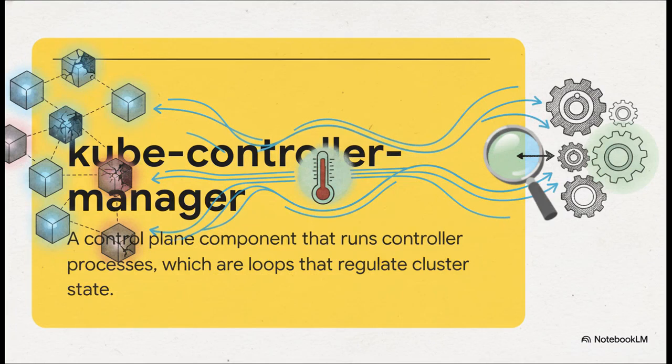And finally, the last piece of the brain, and this one is huge. How does the cluster make sure that what's actually happening matches what you asked for? That's the Kube Controller Manager. It's basically a whole bunch of thermostats. It's always running in the background, checking for differences between your desired state and the real state, and then fixing.